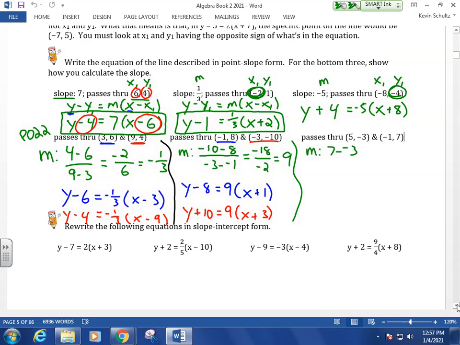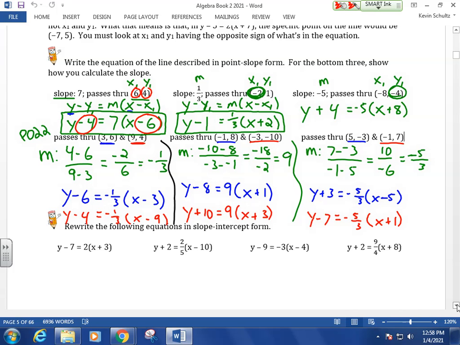Subtract the y values: 7 minus negative 3, which ends up being 7 plus 3, over negative 1 minus 5. So we have 10 over negative 6, which simplifies to negative 5/3. Using the ordered pairs, one option is y plus 3 equals negative 5/3 times x minus 5. The other option, using the second ordered pair, is y minus 7 equals negative 5/3 times x plus 1. On the test, you would only need to write one of those, because both are acceptable point slope equations of that line: both have the slope and each contains one ordered pair that's on the line.